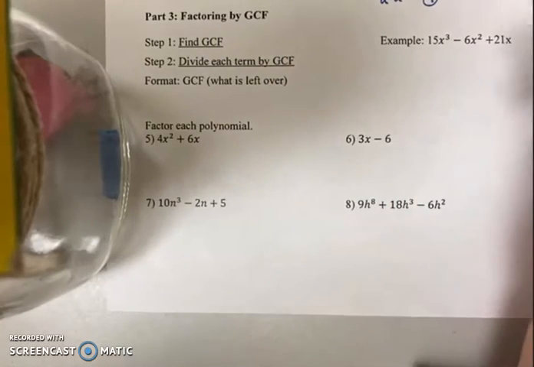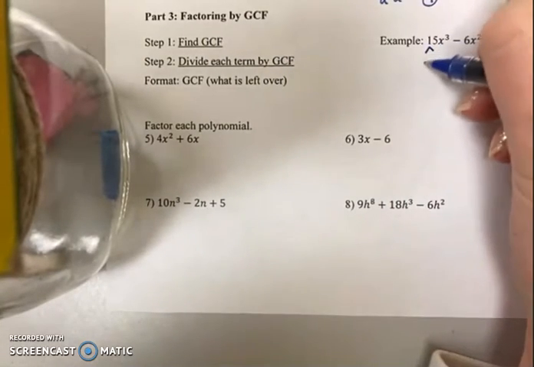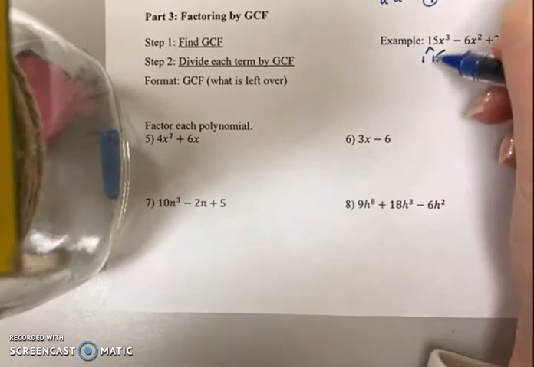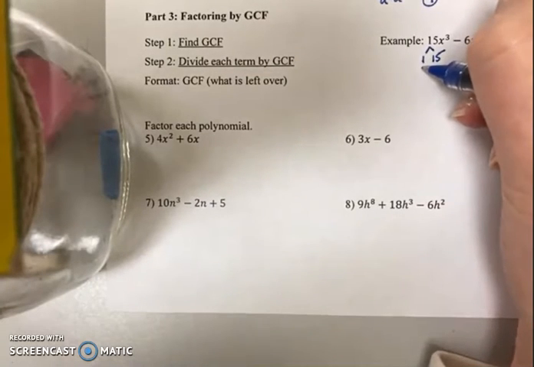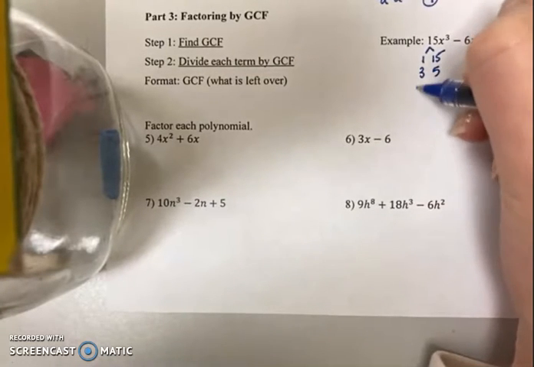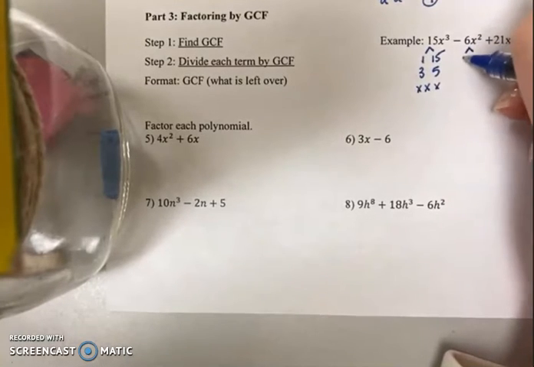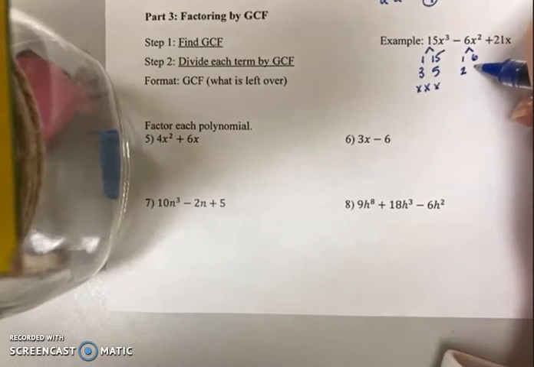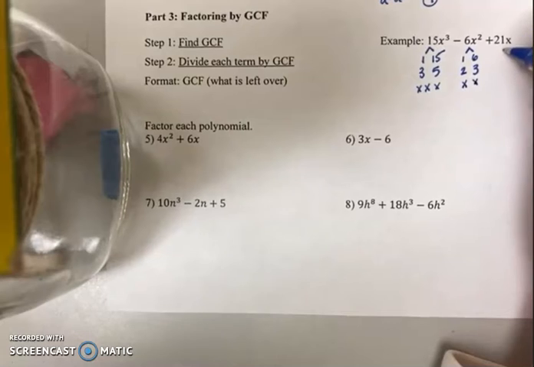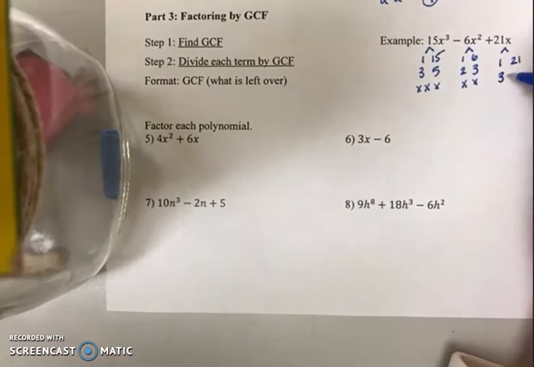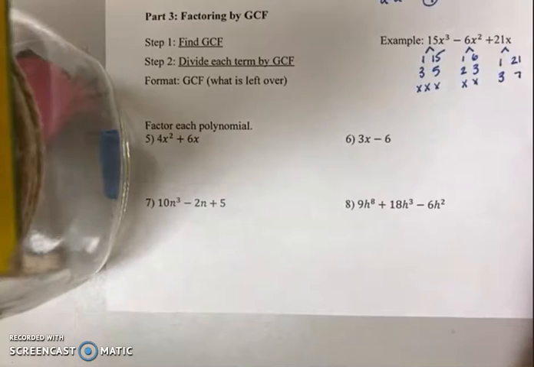Looking at these numbers, I have 15, so that's 1 and 15, and then that gives me 3 and 5, x, x, x. And then here I have 1 and 6, 2 and 3, x, x. Here I have 1 and 21, 3 and 7, and x.